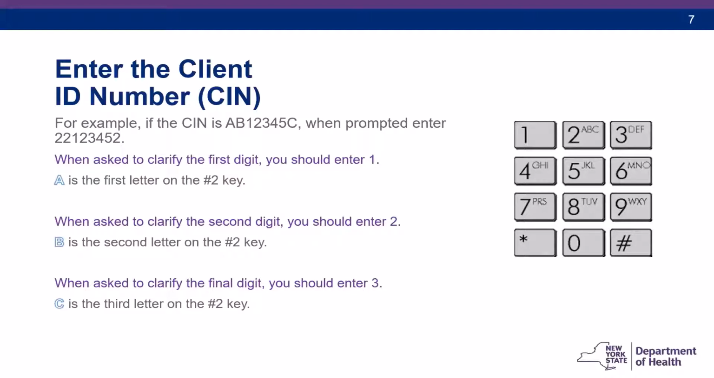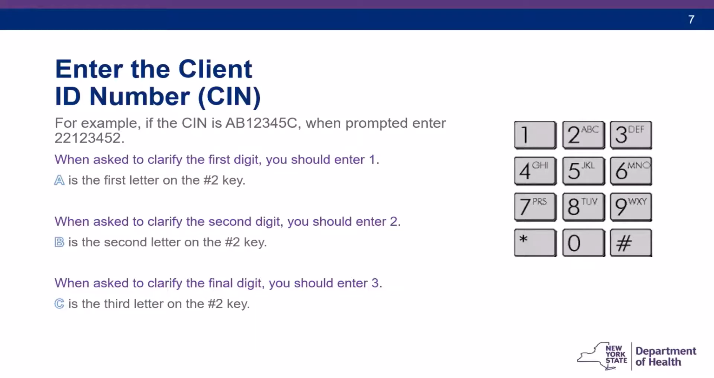When prompted, enter the client ID in numbers on the telephone's keypad. For example, if the client ID is AB12345C, when prompted, enter 22123-452. The system will then ask you to verify only the letters of the client ID.